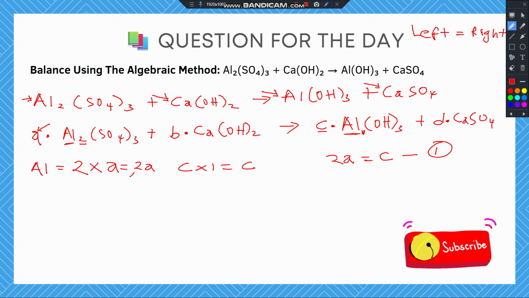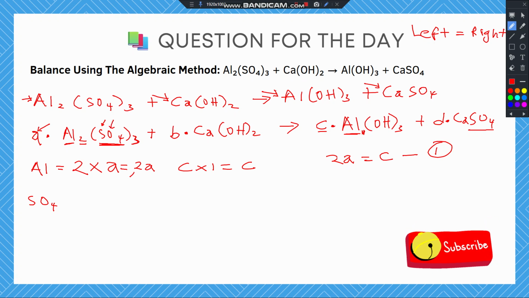Now the next thing we have over here is a polyatomic ion, which is the sulfate ion SO4. It appears on the left hand side and it also appears on the right hand side. So we have SO4. Alright, now somebody might be asking, why didn't we deal with them individually? Take sulfur first and then oxygen next.